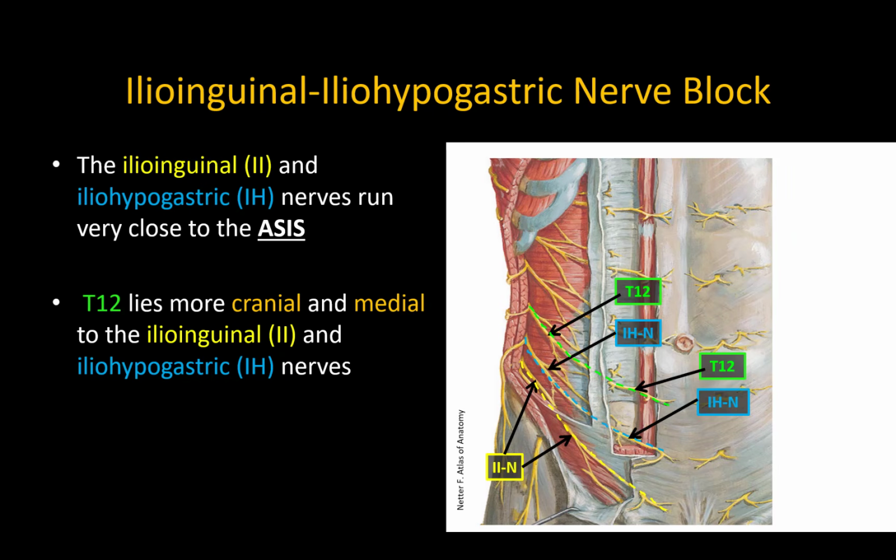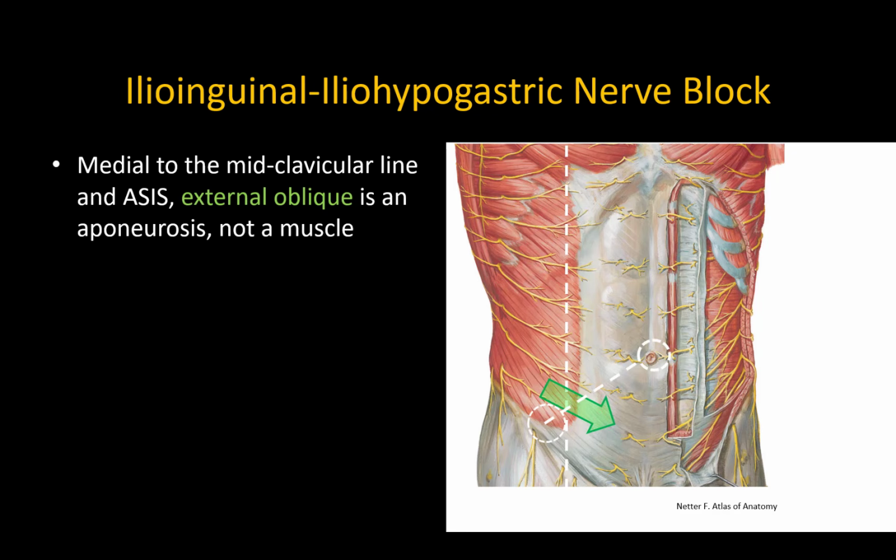Key anatomical points to note, therefore, are that the nerves are located very close to the anterior superior iliac spine, the ASIS, just cranial to it in the TAP plane. A line drawn between the ASIS and the umbilicus will intersect these nerves as well as the T12 nerve and is a useful surface landmark for placing your ultrasound probe. The other critical point to note is that the external oblique muscle turns into an aponeurosis inferior and medial to this line and will appear as such when scanning with ultrasound.